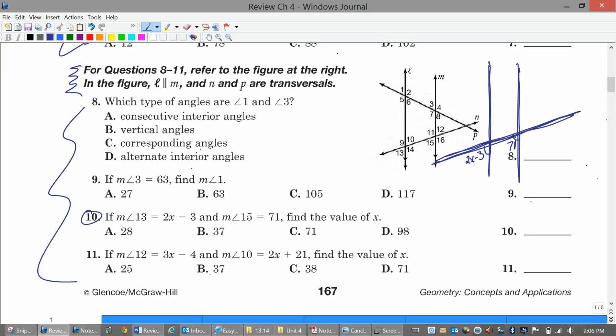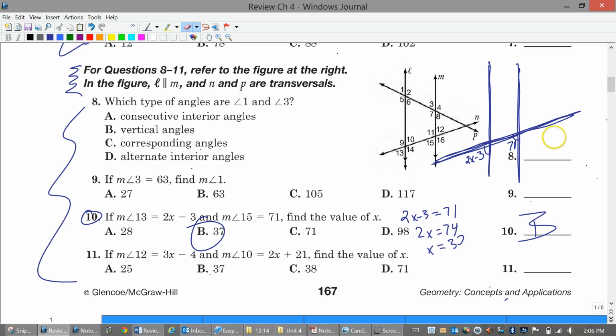Since those are corresponding angles, they're equal. Okay, their measures are equal. So we can then set up an equation saying that their measures are equal and then solve that equation. So it's B. The same type of thing is true for 11.